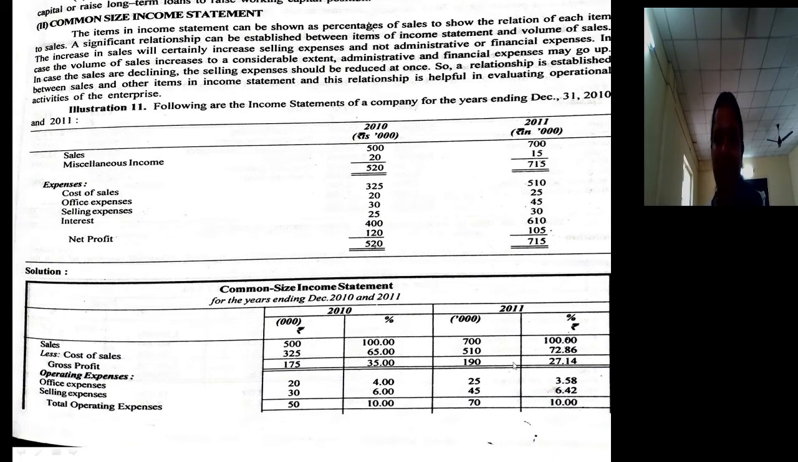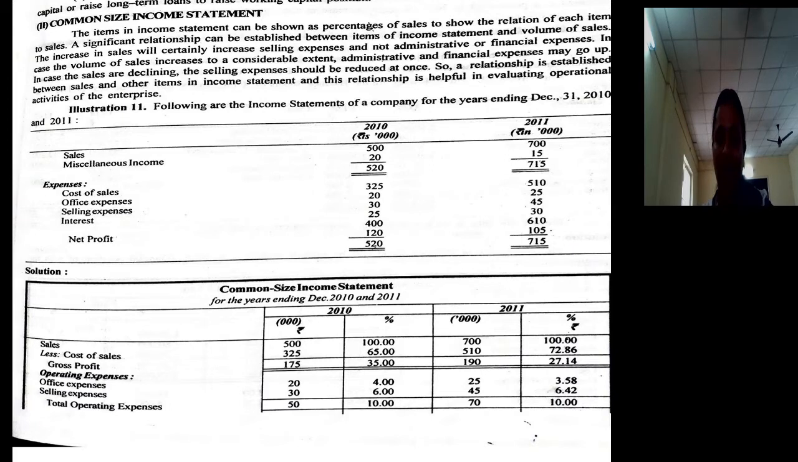It is 72. If 700 is 100, what is 190? It is 27. If 700 is 100, what is 25? It is 3.58. If 700 is 100, what is 45? It is 6.42. If 700 is 100, what is 70? It is 10%.